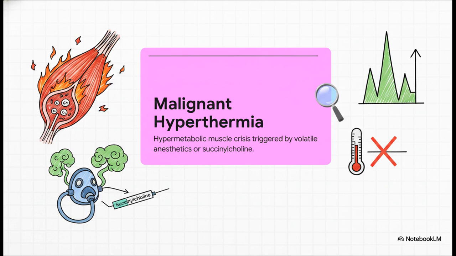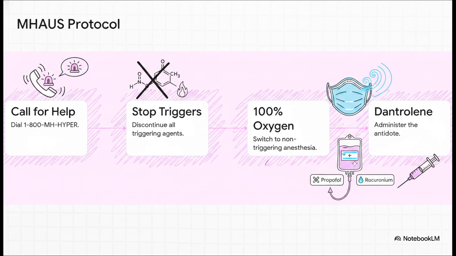Now, the name literally says hyperthermia, right? But do not be fooled by that. The very first sign is almost never a spike in temperature. Actually, the absolute earliest sign is an unexplained rise in end-tidal CO2 that the anesthesia provider simply cannot fix just by increasing ventilation. When MH strikes, the entire surgical team has to act instantly, and I mean instantly, using the exact sequential steps of the MHA's protocol.